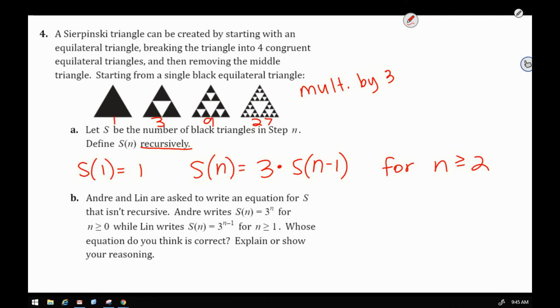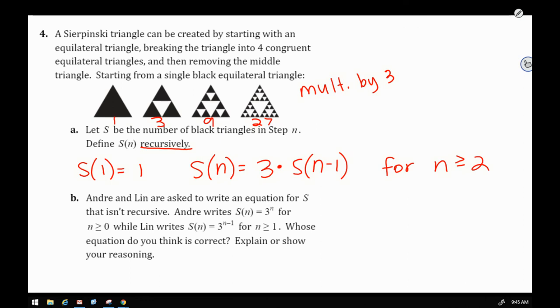Part B, Andre and Lynn are asked to write an equation for S that isn't recursive. Andre writes S of n equals 3 to the nth power for n greater than or equal to 0, while Lynn writes S of n equals 3 to the n minus 1 for n greater than or equal to 1. Whose equation do you think is correct? Explain or show your reasoning.